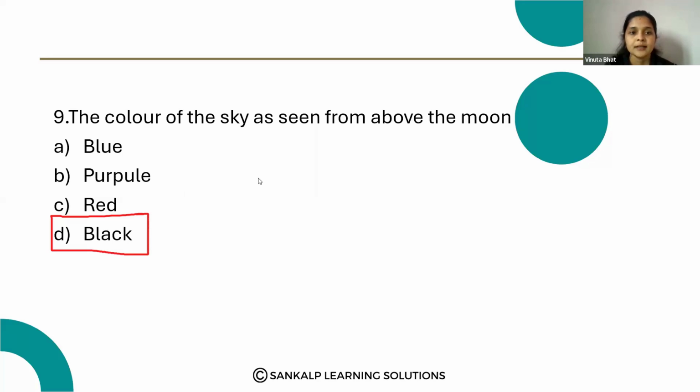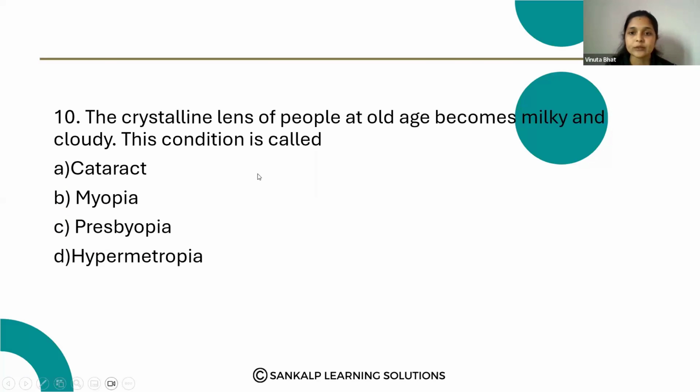Next question. The crystalline lens of people at old age becomes milky and cloudy. This condition is called cataract, myopia, presbyopia, or hypermetropia. Here, myopia, presbyopia and hypermetropia are not related to old age. But cataract is related to old age groups. The crystalline lens of people at old age becomes milky and cloudy because of option A, cataract. Option A is the correct answer.